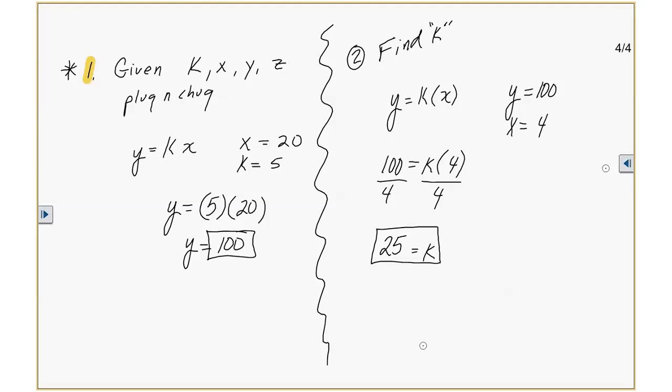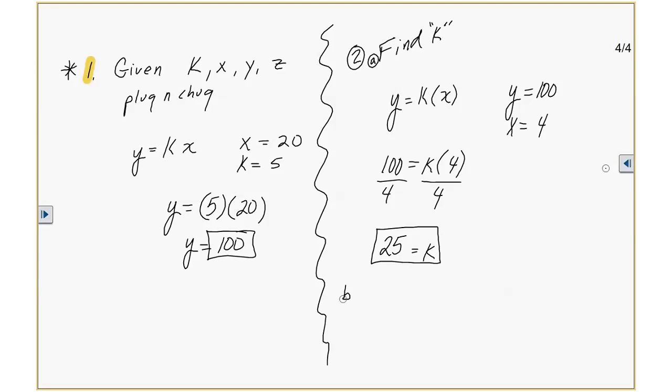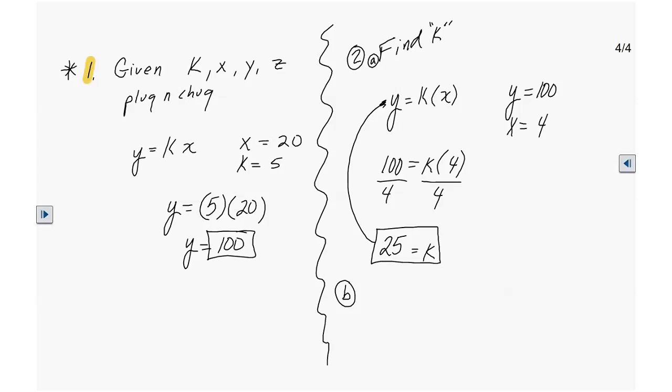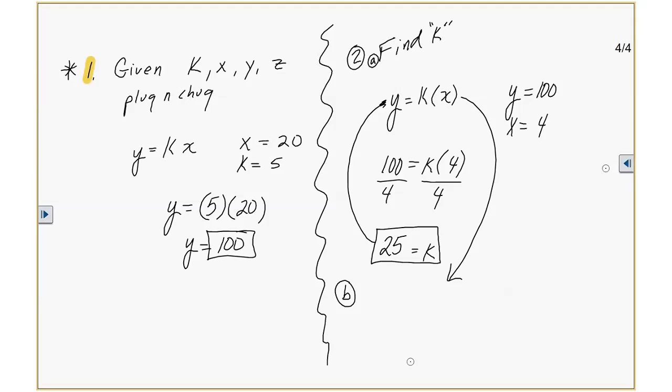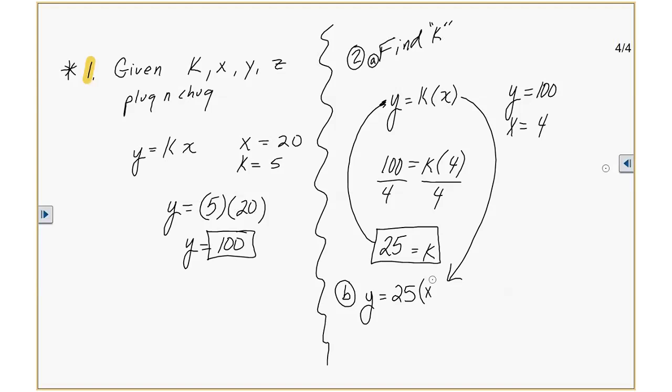Now, the difference between these two type questions is that the second is going to have an A, and it's going to have a B. And now it's going to ask for the formula for this direct variation. And what are you going to do with K? You're going to plug it back into the original and write the formula. So what's the original equation? Y is equal to what? 25 times what? 25 times X. So that's the second type question you're going to get.